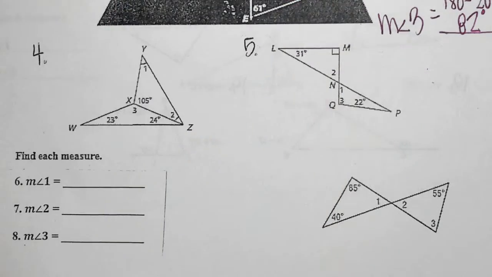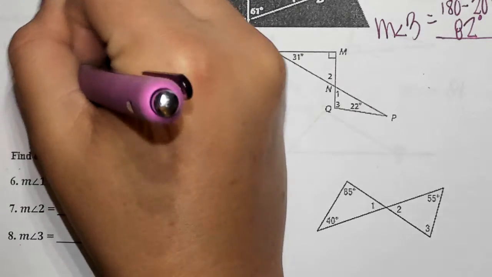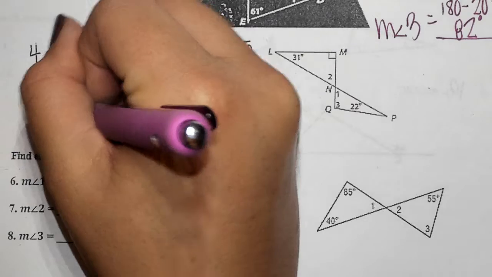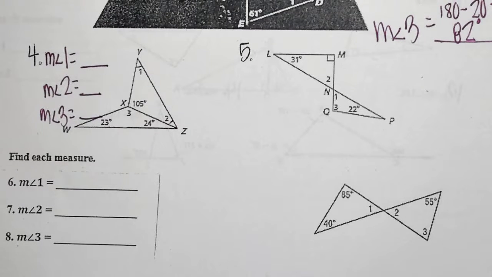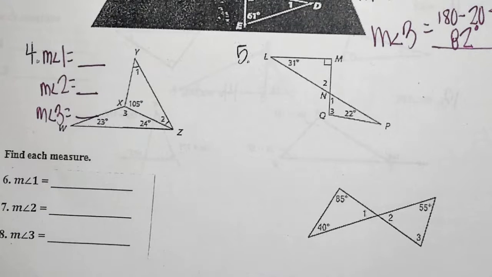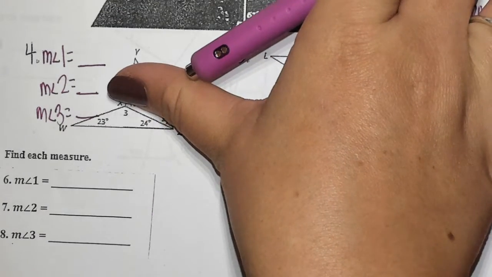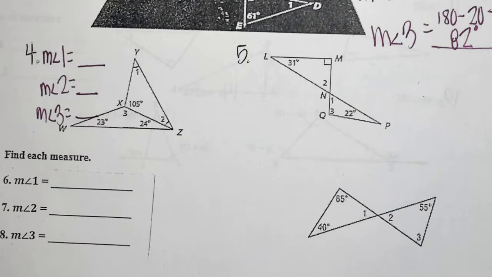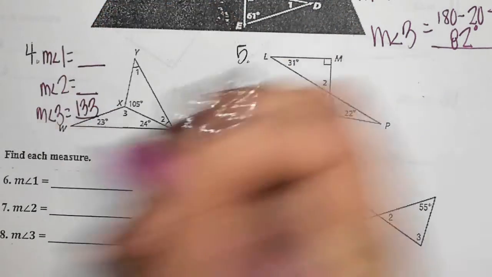Okay, let's look at 4 and 5. So in number 4, you have to find measure of angle 1, measure of angle 2, and measure of angle 3. Well, which one's easy? Which one you want to start with? Some want to start with 3, some want to start with 1 and 2. Either way, you don't need the other one to solve, right? You could do one triangle at a time. So angle 3, they have to equal 180. So I would just go ahead and subtract 23 and 24. So for this one, I got 133 for angle 3.